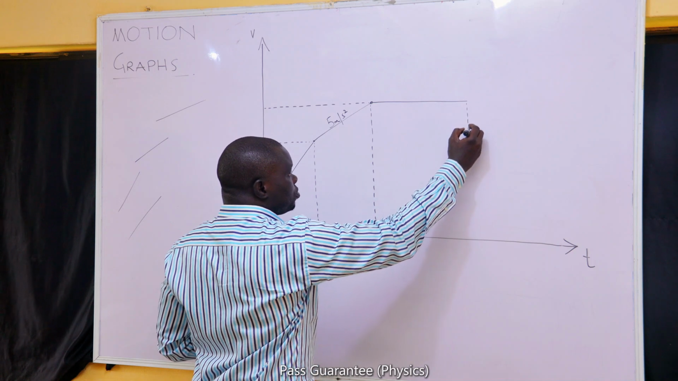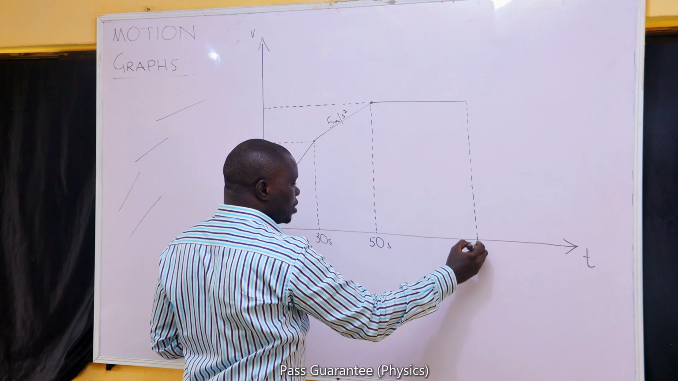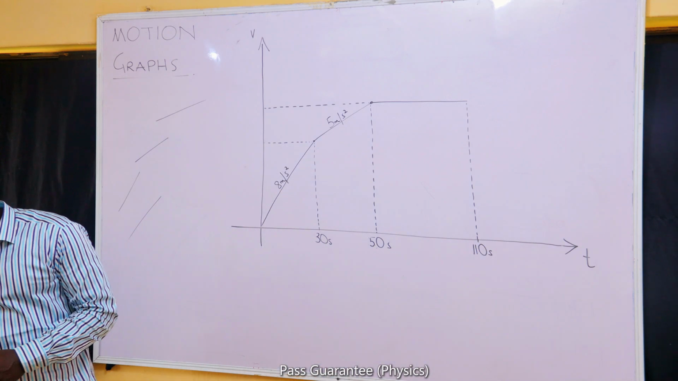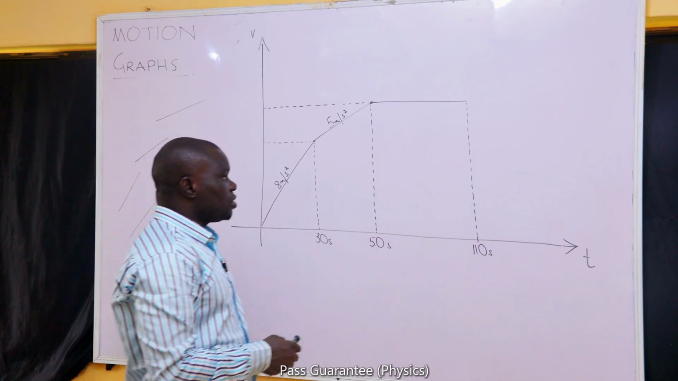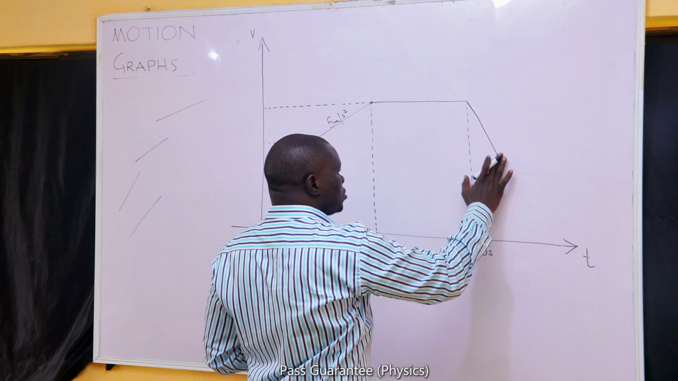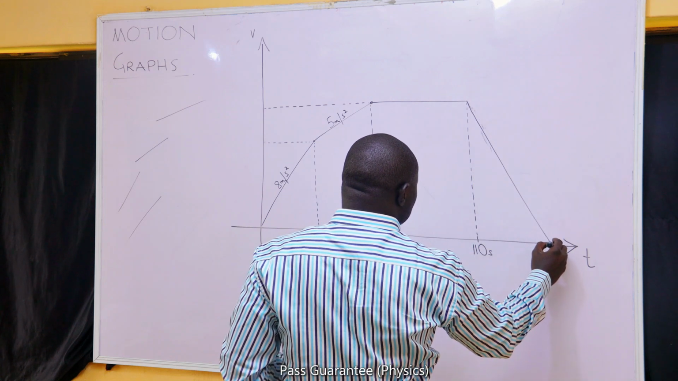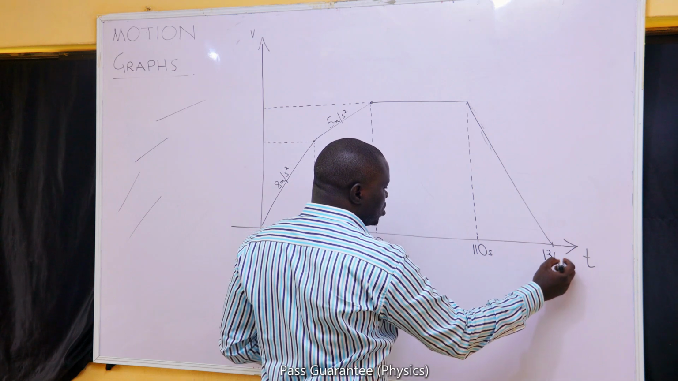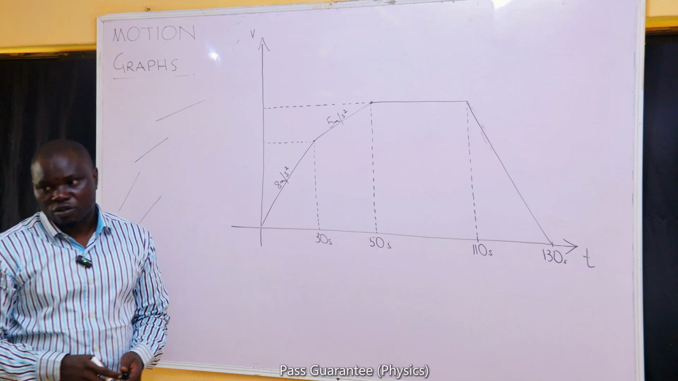So it maintains the speed for 60 seconds. 60 seconds means this place will be 110 seconds. Now we are told that it is brought to rest in 20 seconds, which means it came down in the next 20 seconds. So I will add the time to it. That is 130. So this is the velocity time graph of the motion of the object.